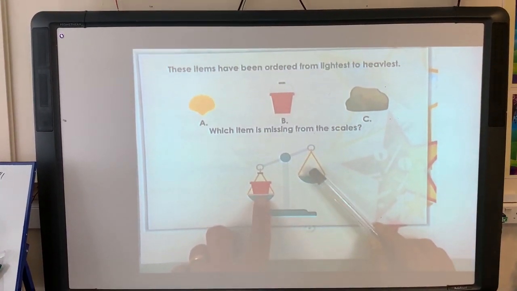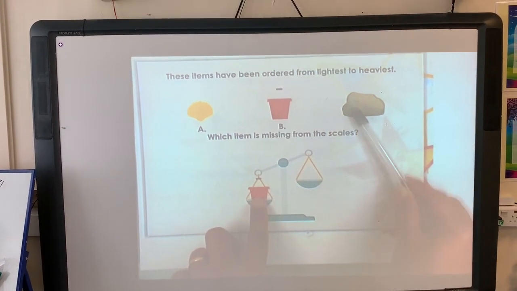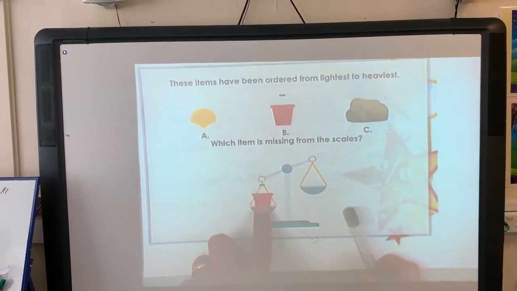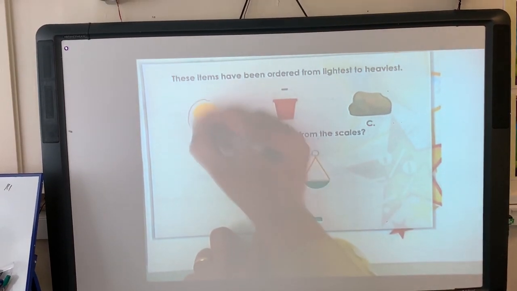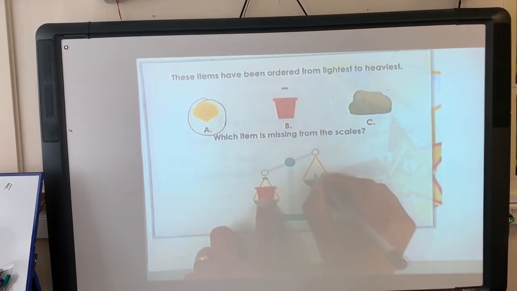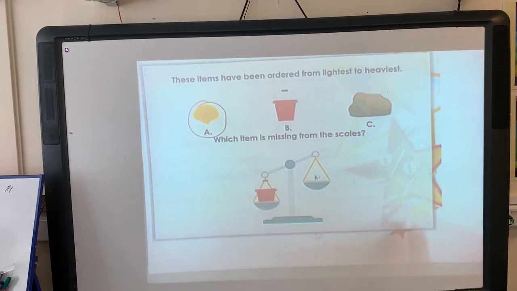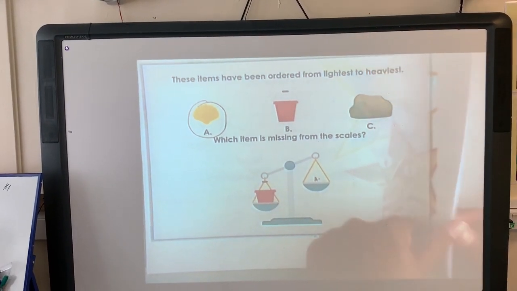So which one do you think is lighter than the bucket? The stone or the shell? So which one would be the lighter? It would probably be the shell, isn't it? So it would be A, the shell. So shell would be lighter than the bucket.